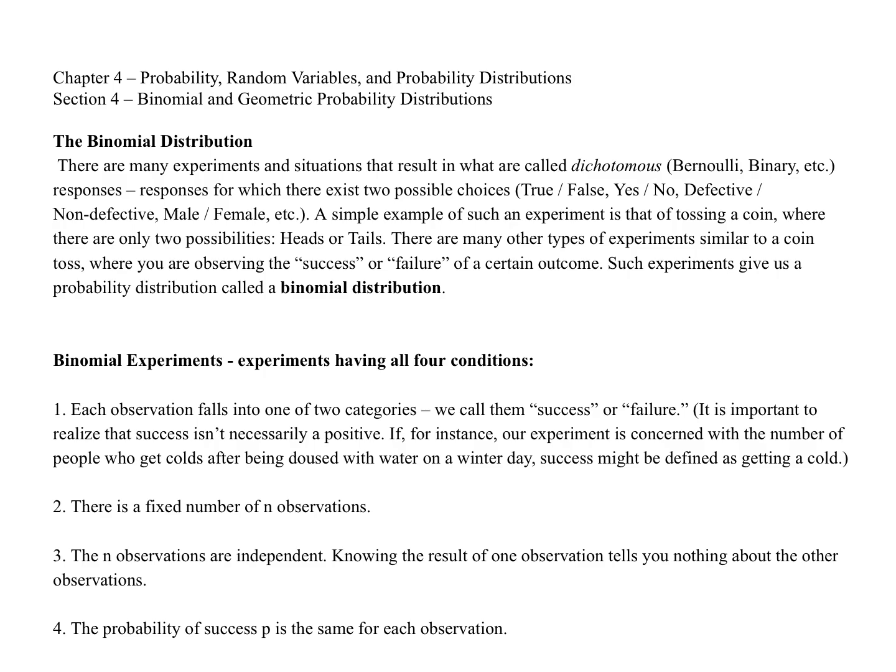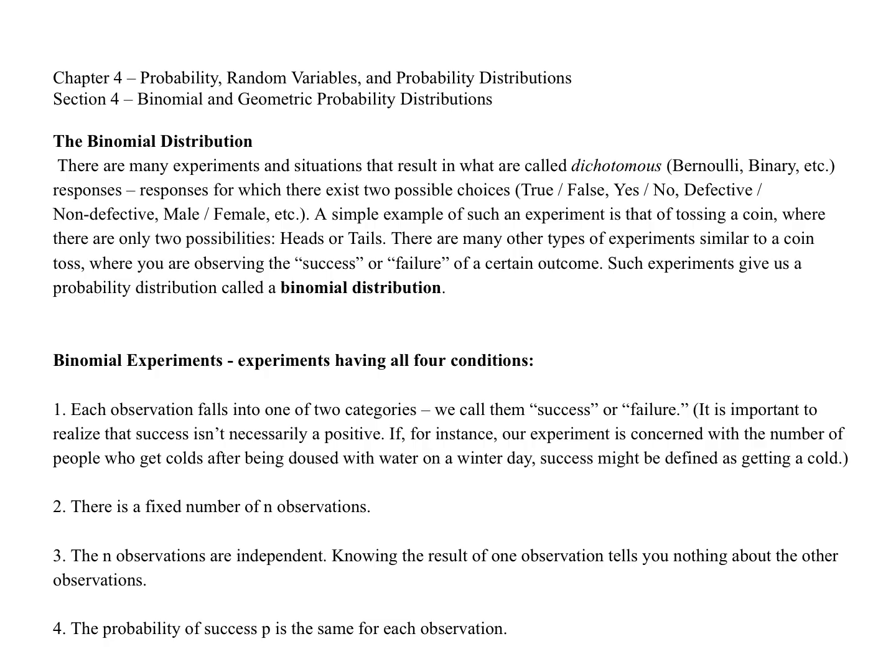So in our last section of chapter 4, we're going to talk about binomial and geometric probability distributions. The first one we're going to talk about is the binomial distribution. There are a lot of experiments and situations that result in what are called dichotomous responses.